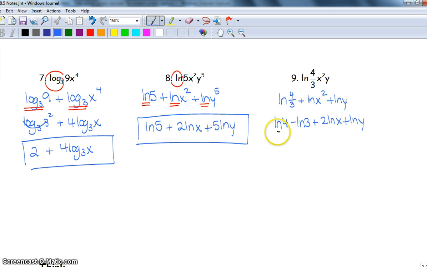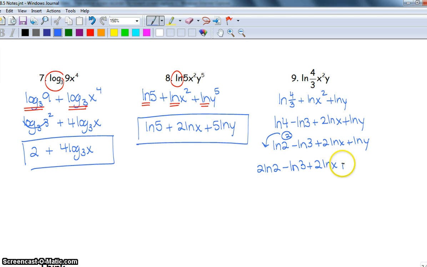Alright, I look at my first piece. I can rewrite 4 as 2 squared. Can't rewrite 3. Can't rewrite the x. Can't rewrite the y. So then I just bring that exponent out front. And our final answer is 2 times the natural log of 2 minus the natural log of 3 plus 2 times the natural log of x plus the natural log of y.